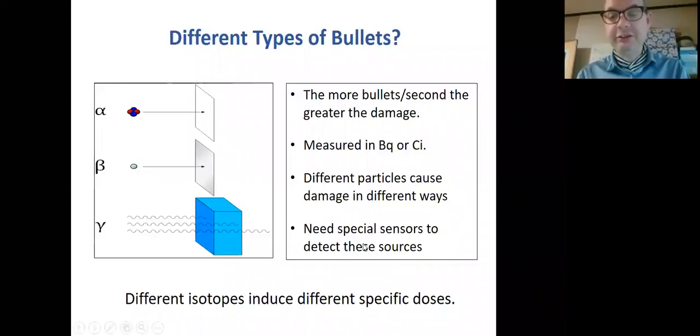You need special sensors to detect these sources. This is one of the things that might make radioactivity scary for people: you can't see it, you can't taste it, you can't hear it. It's not like other dangers, let's say a big wave coming at you. You can see it, you know what's happening. Whereas with radioactivity, that's much harder, because we don't have ways of sensing radioactivity, at least at very small doses. But the smaller doses can still do damage, as I'll talk about.